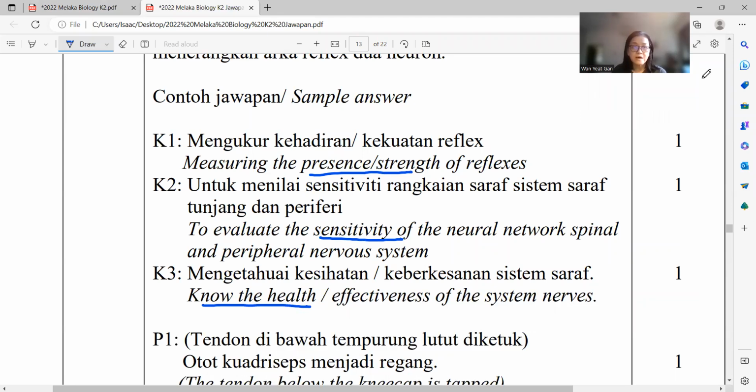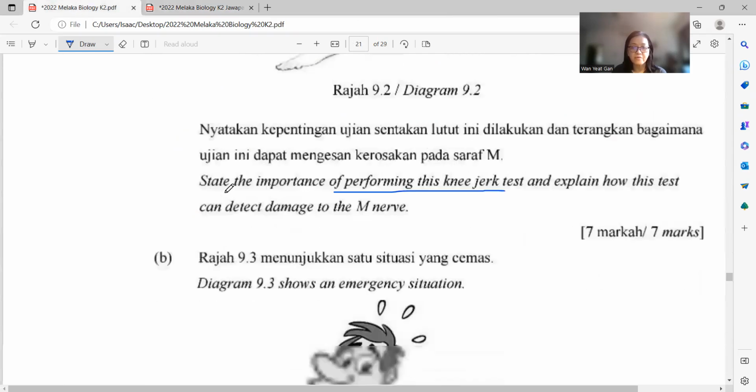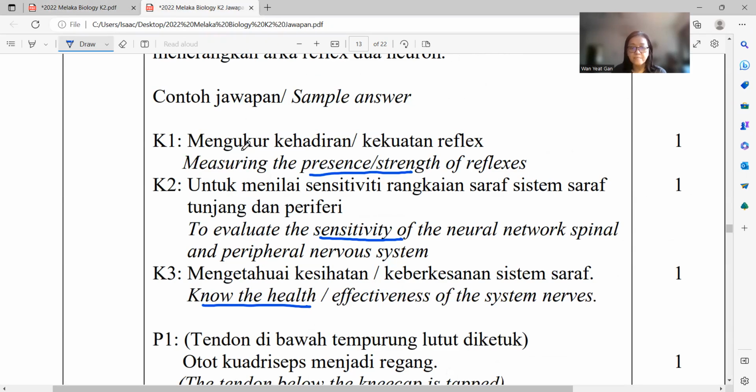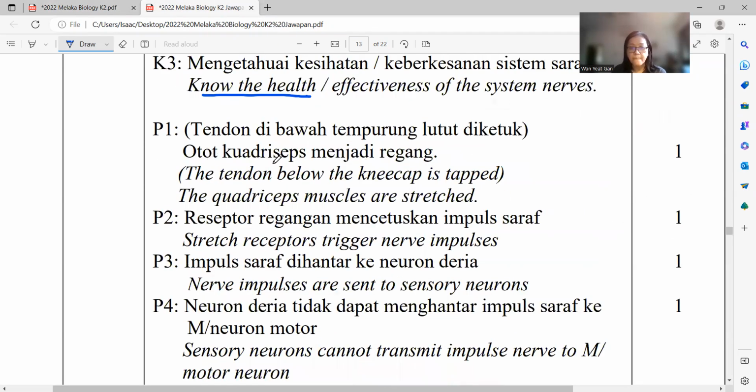So how is this carried out? How can this test detect damage? The doctor will take a rubber hammer, and when the doctor knocks the kneecap part, the tendon below the kneecap is tapped. So when it is hit with the rubber hammer, the tendon below the kneecap is tapped, and the quadriceps muscle is stretched.